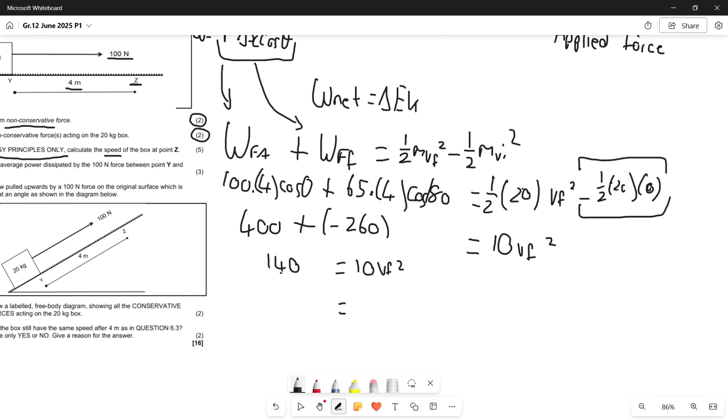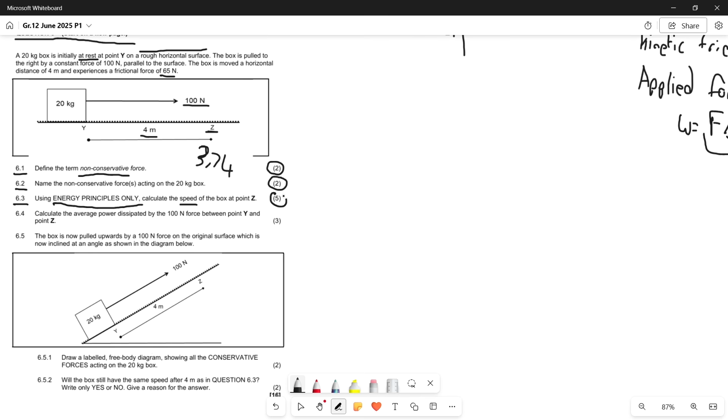Cool. We can divide the 140 by 10, and that leaves us with 14, and that equals Vf squared. And then we can go ahead, take the square root of both, and our final answer for Vf, our final velocity at point Z, is 3.74 meters per second to the -1. So we just earned 5 marks over there.